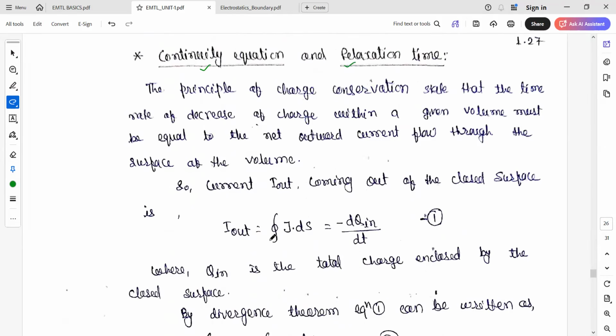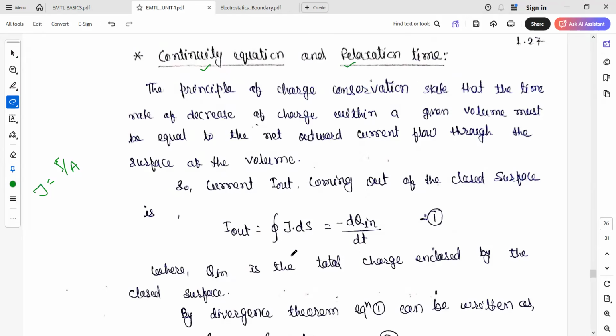Here this is based upon the charge density. We know that current density is J equal to I by A, the rate of flow of current per unit area. So finally we can find I equal to the integral of J dot dS over the closed surface. And the rate of flow of charge is what?